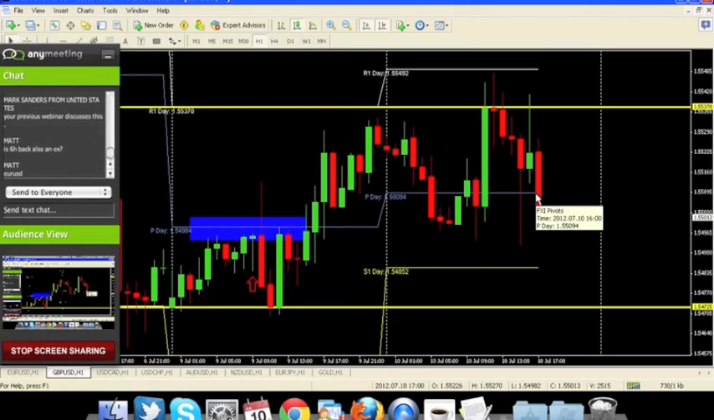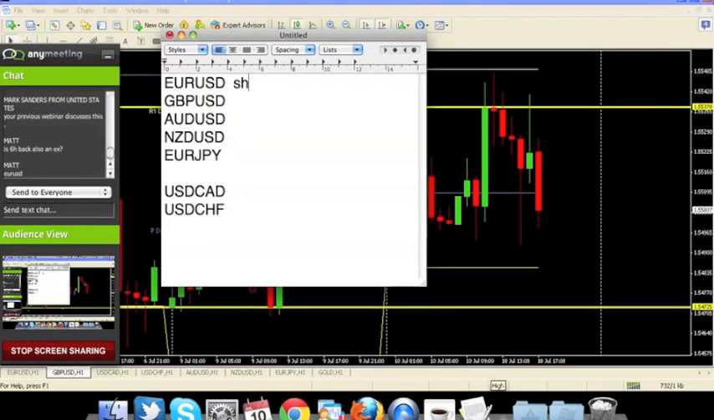Okay, so again, we understood this part. Euro USD says short. Pound is saying short still. Okay, let's take a look at Aussie dollar.